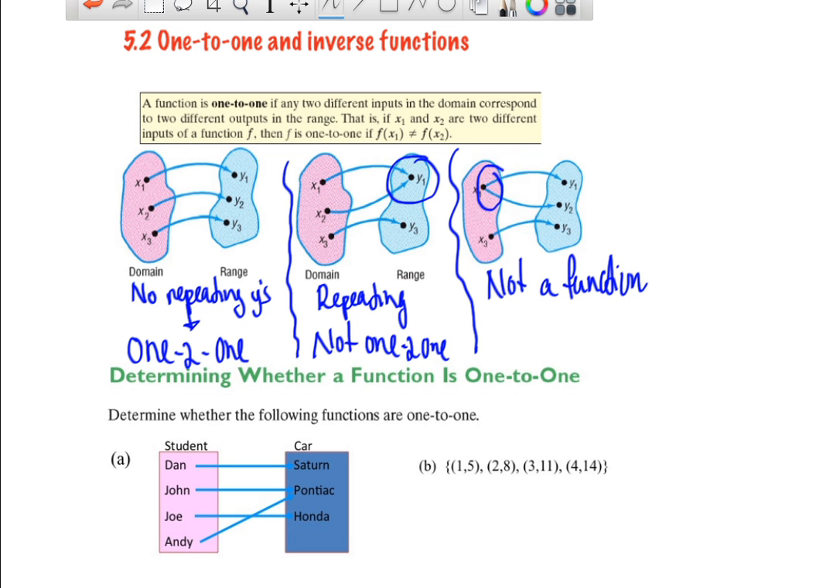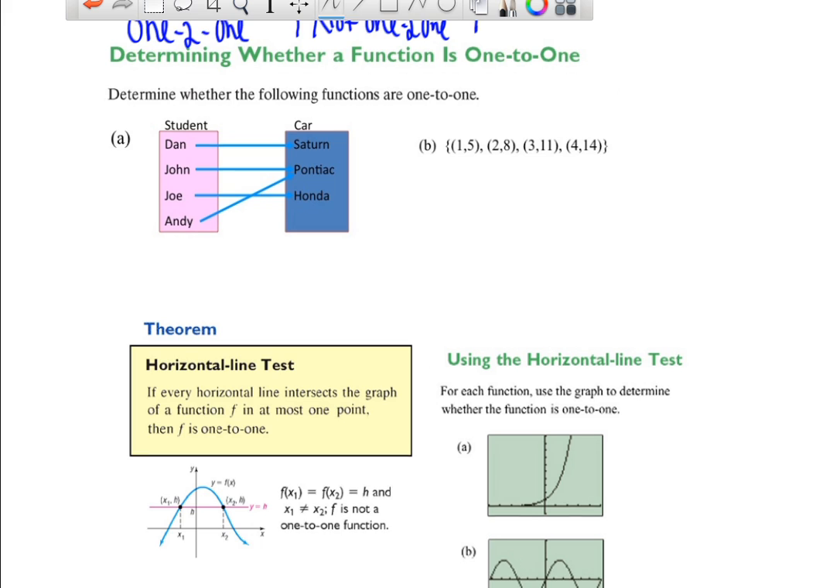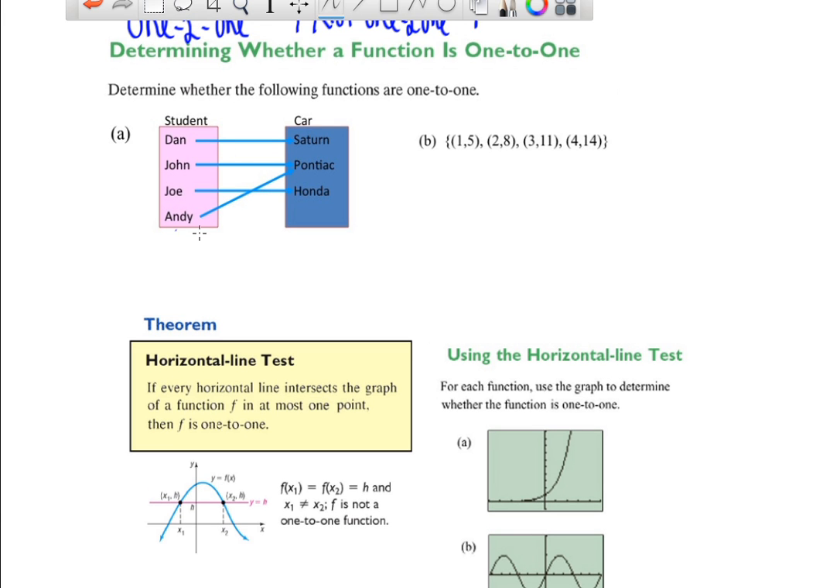Okay, let's move on to a different type of example. What if something like this is given? Well, let's just check. Do we have repeating x's? No. So every input value is unique. Is every output value unique? No. Right there, both John and Andy apparently drive a Pontiac, so this one is not one-to-one.